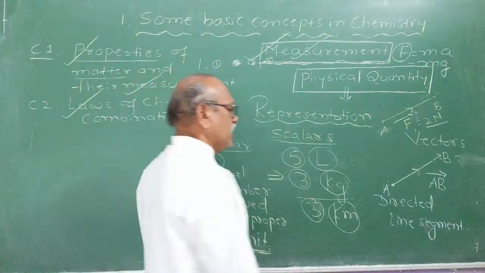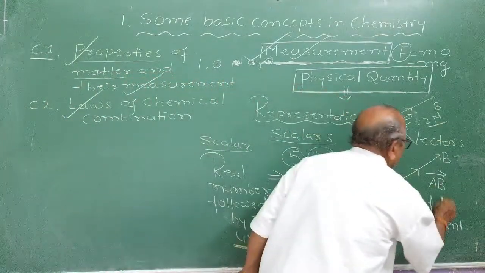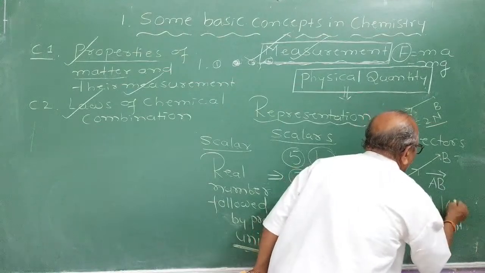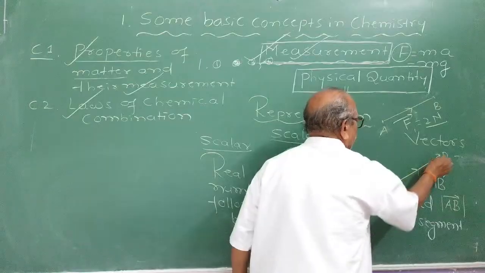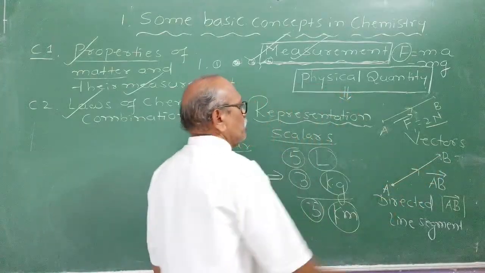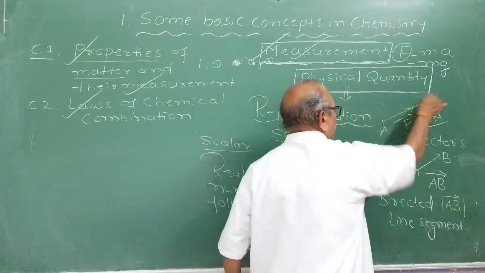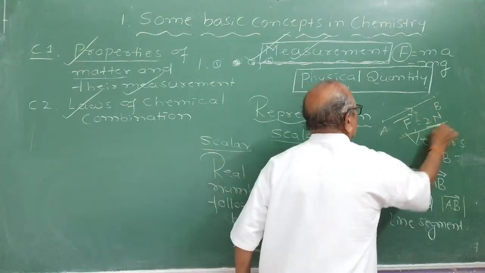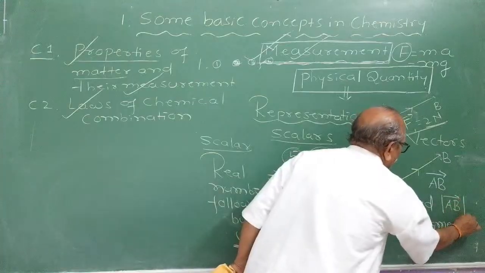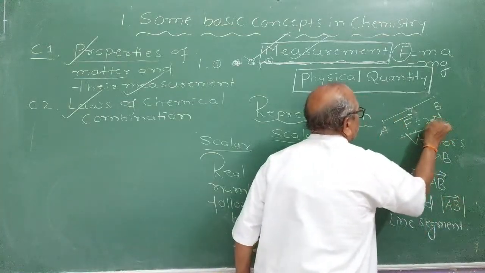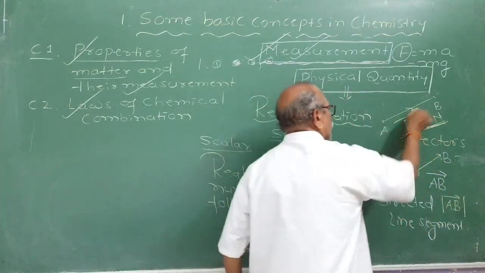Directed line segment, and its magnitude is given by modulus of AB, meaning the length of it, right? To represent 1 unit, you take 1 centimeter length, like you draw in the graph. For the directed line segment, 2 Newton is its magnitude and the direction is from A to B.